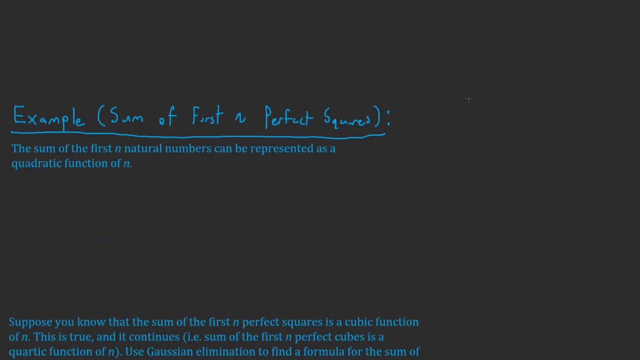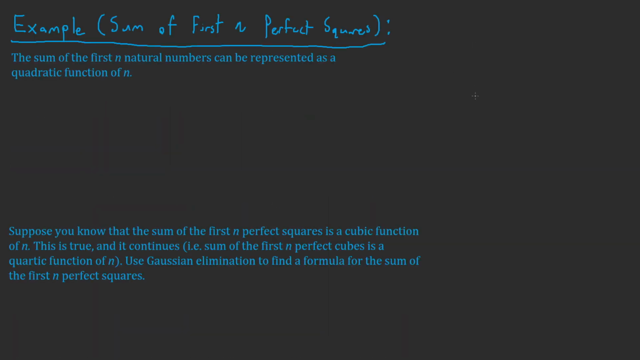Okay, let's look at another example. This one's going to be much more difficult, but it's actually important. It'll be relevant, and we'll see why. And so we're told that the sum of the first n natural numbers can be represented as a quadratic function of n. This is a very famous result in mathematics. You should definitely know this.